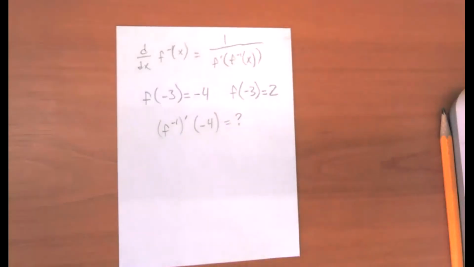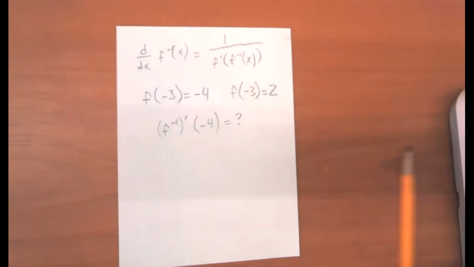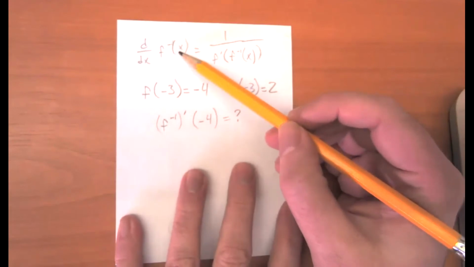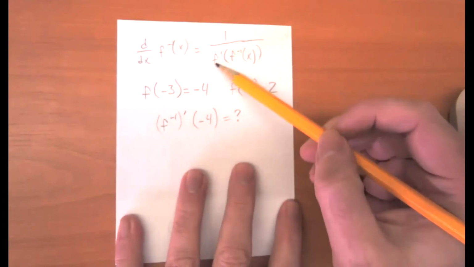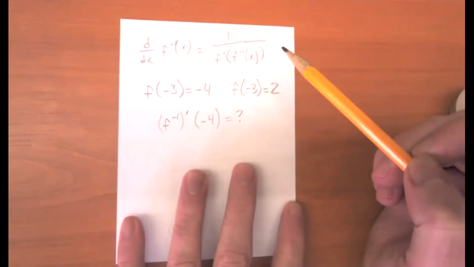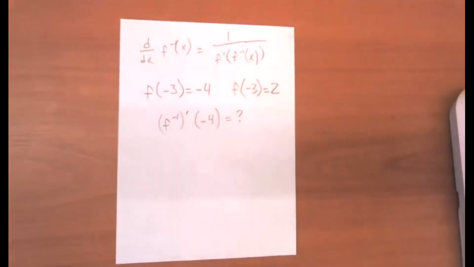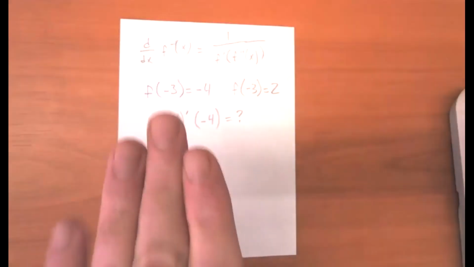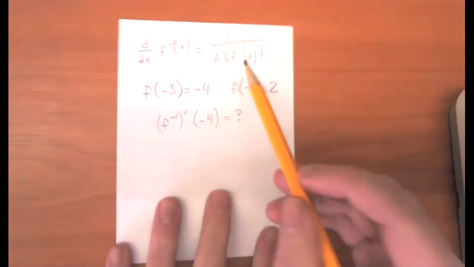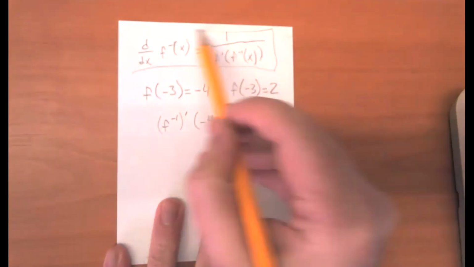All right, so off to the document camera. So here we have the inverse derivative rule, that the derivative of the inverse of a function is equal to 1 over the derivative of f applied at f inverse at x. And this is just the inverse derivative rule that we've seen up to this point, except that instead of saying g, I'm calling it f inverse. All right, and so that is what the rule is.